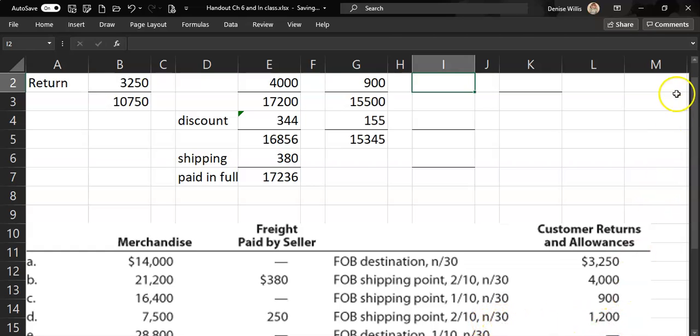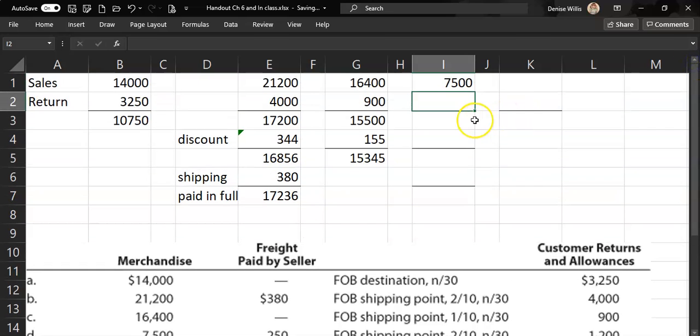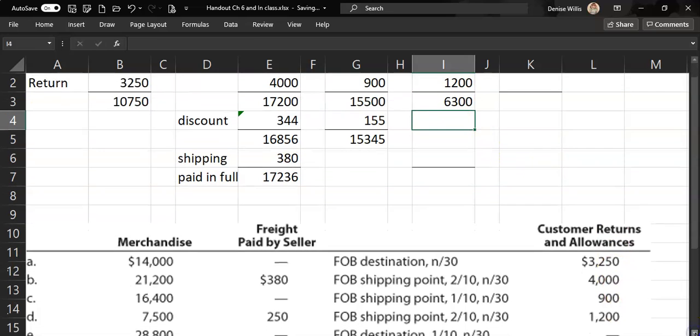Okay, and there's a $1,200 return. So let me put this $1,200 return in here. Find our net amount again. The $7,500 minus the returned amount here gives us $6,300. We said this was a 2% discount. Okay, so this is going to equal 2% of this right here, $126 discount. We're going to now subtract that discount from the $6,300.